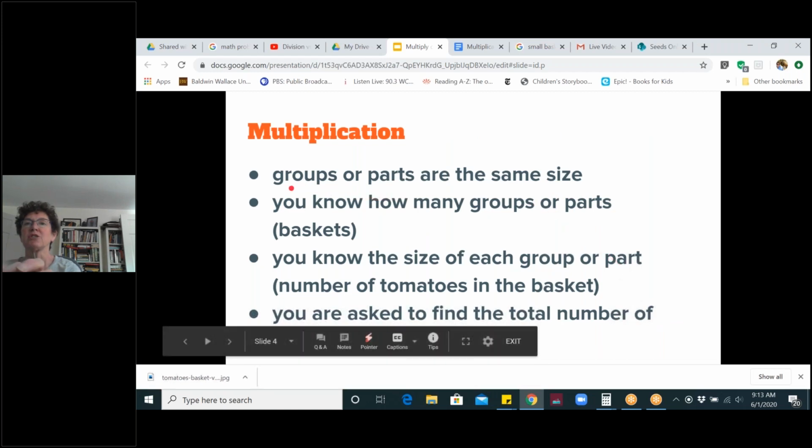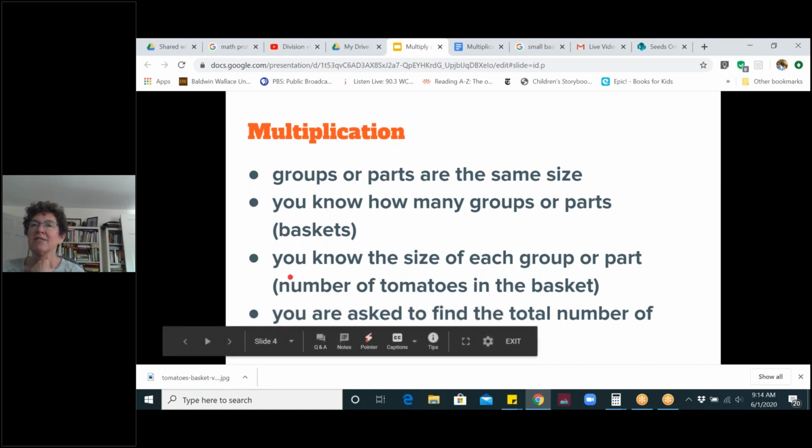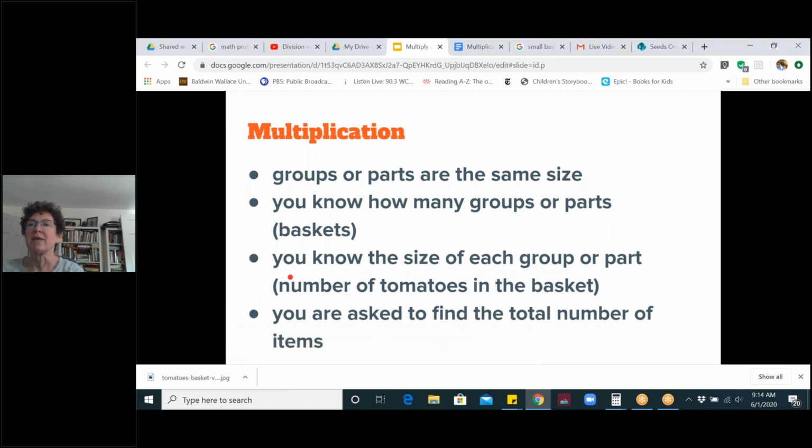In multiplication, we have groups or parts that are the same size. You know how many groups or parts you have. Those are the baskets. You know how many baskets you have. And you know the size of each group or part, the number of tomatoes in the basket. And you're being asked to find the total number of items.